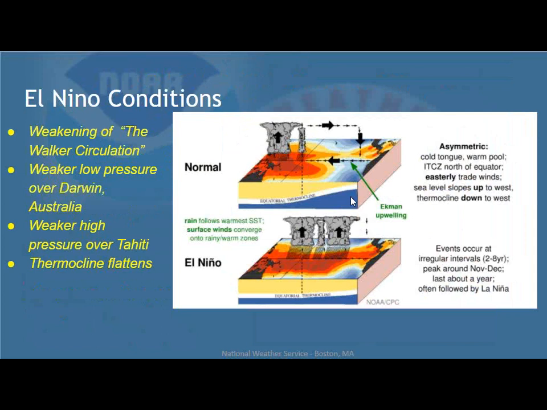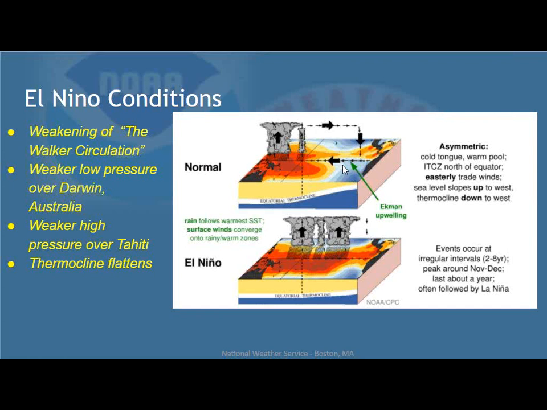So under normal conditions, the Walker circulation is driven by the easterly trade winds that we talked about on the first slide, where winds push warmer ocean water at the ocean surface westwards. And as a result, colder water comes up from beneath through a process called Ekman upwelling. So this can be seen in the top diagram by the equatorial thermocline shown in the top image.